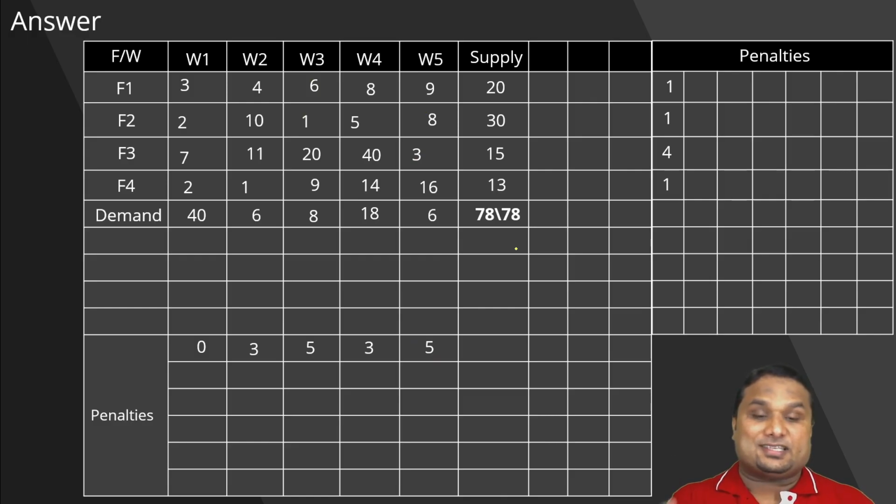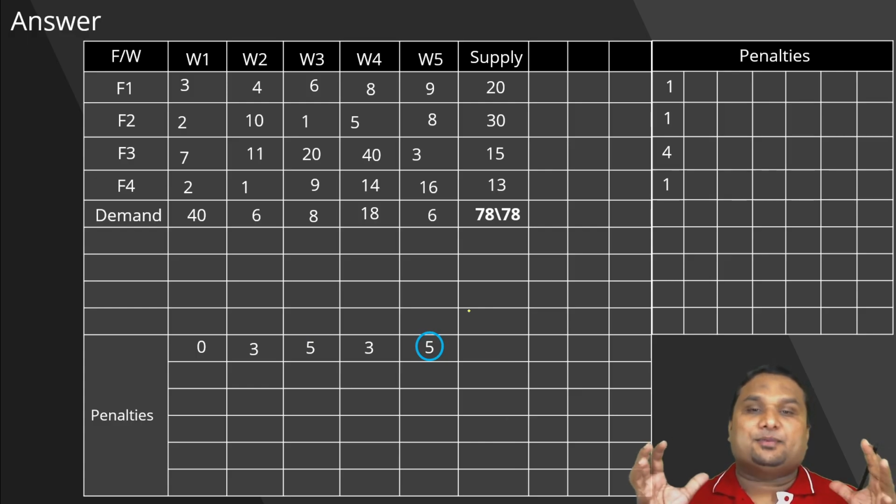So which one we have to take, that is the question. The highest penalty we have to choose. Once we find out the row penalty and the column penalty, then we have to choose the highest penalty. For me, there are two options. I can choose this 5 or I can choose this 5. Any of these can be chosen. So for the sake of doing the questions, I choose this 5.